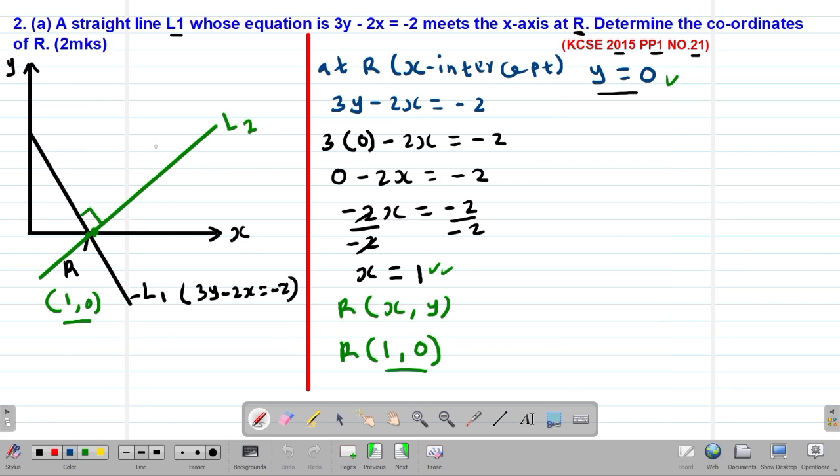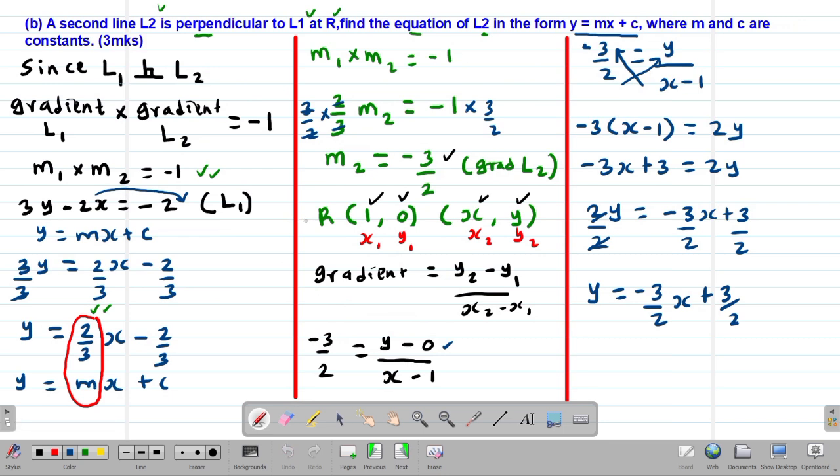Let me just label it on my diagram. So the equation for L2 is y equals negative 3 over 2x plus 3 over 2. So we've answered part B of the question.